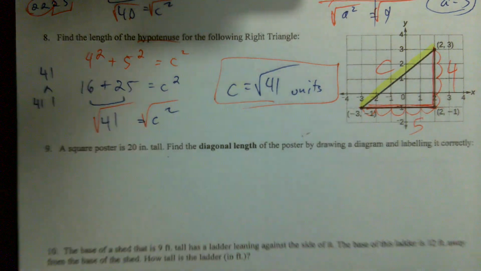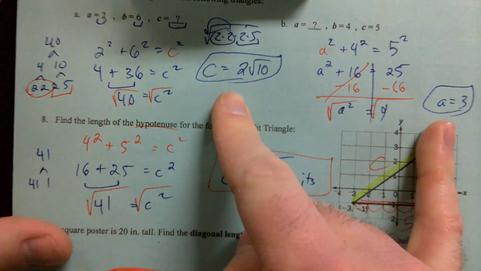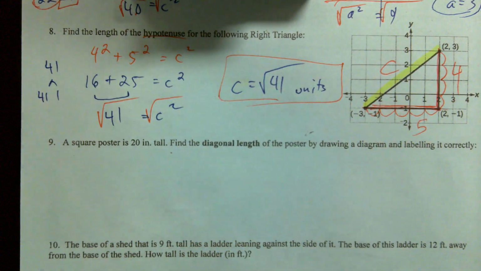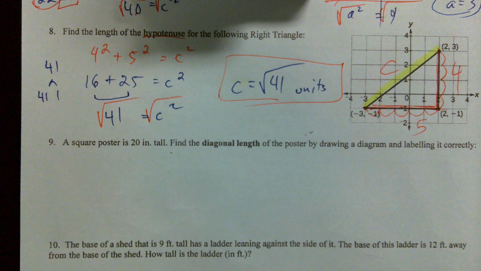Now, if we're just talking about a generic triangle like the two questions above, you don't need to put units. You can if you want. I'm not going to be picky about that. But if we're using a graph, I do want to see units on your answer. Root 41 is all we can get.